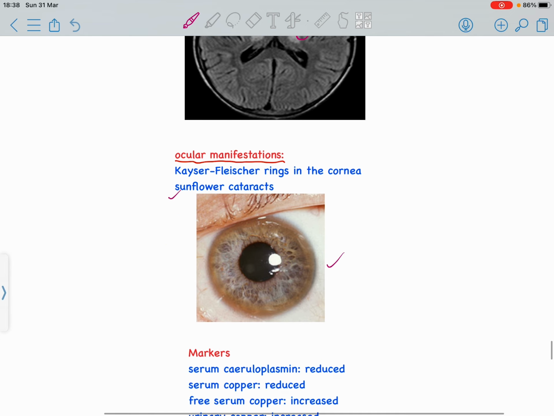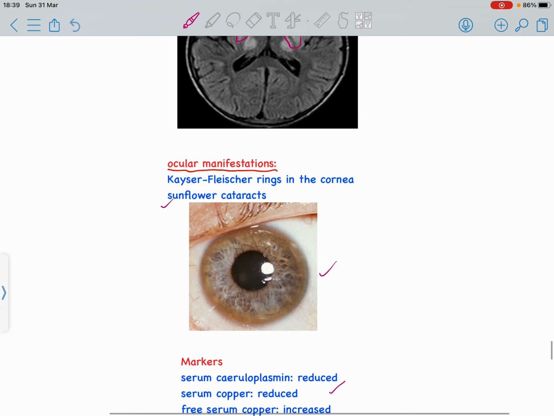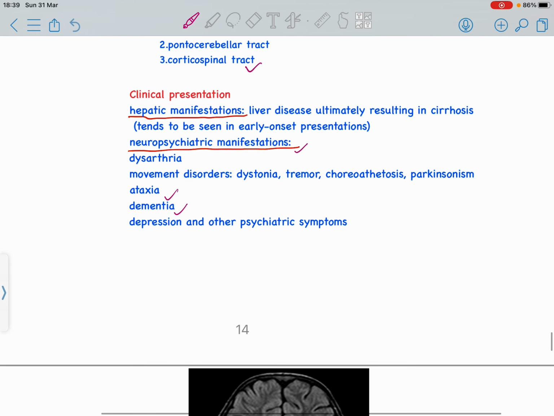Coming on to the biochemical markers. So the serum ceruloplasmin is reduced, total serum copper is reduced, whereas free serum copper is increased, and urinary copper is also increased. So this one is a brief description of Wilson's disease.